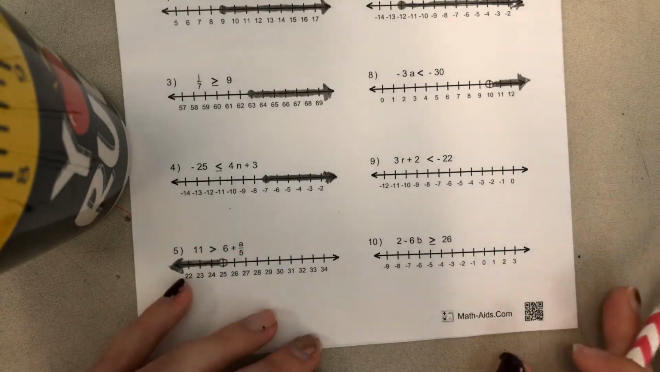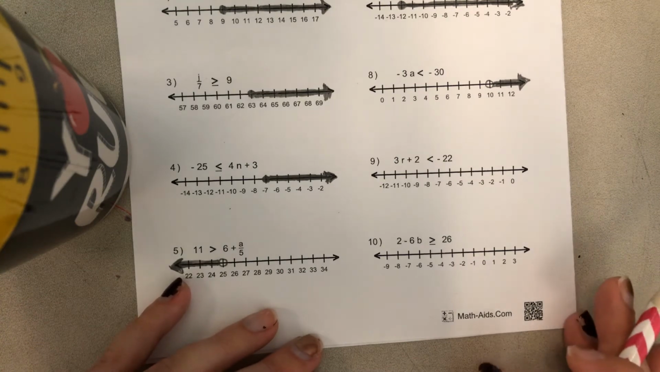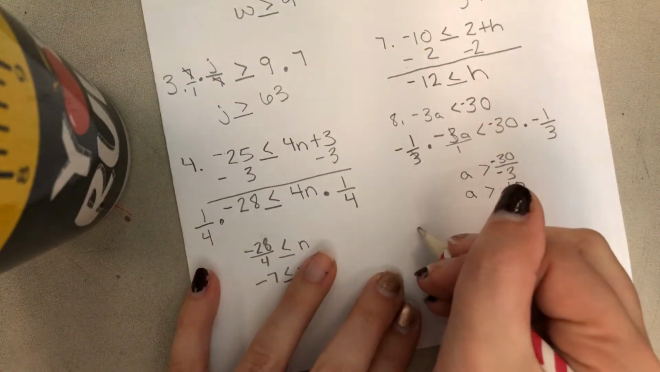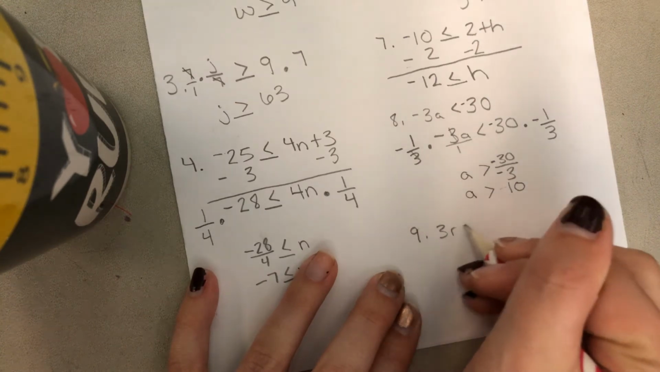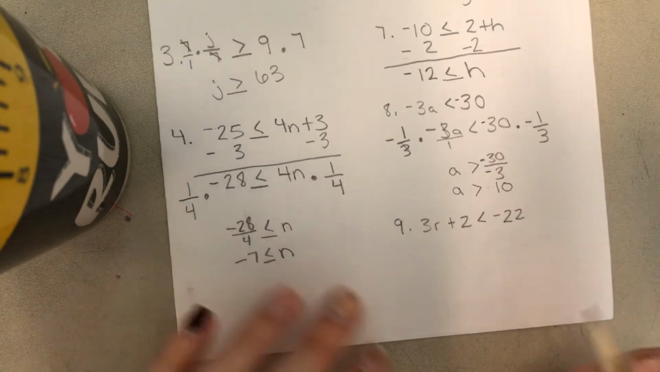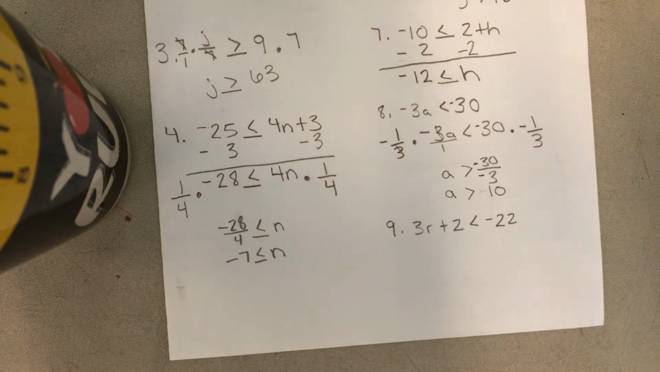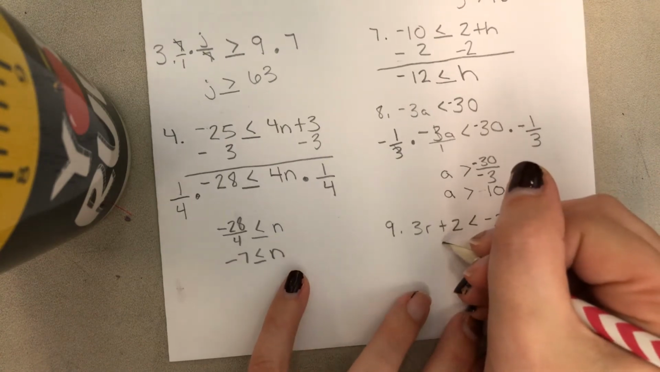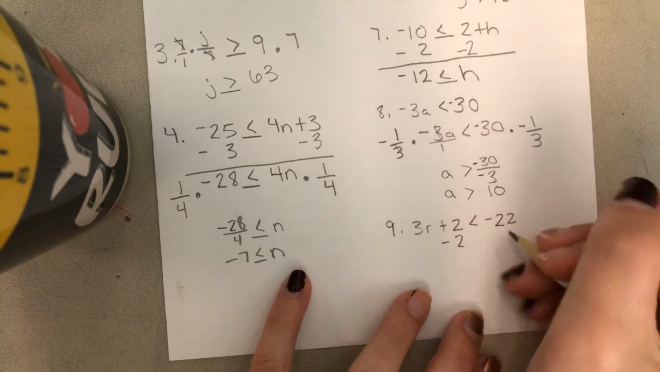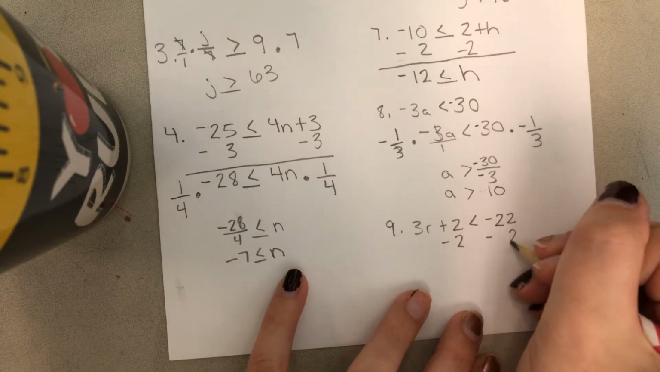Okay, number 9: 3r plus 2 is less than -22. Okay, so now we're at a two-step. We have two terms on the side with our variable. So first we are going to subtract the 2, the number that doesn't have a variable, do the additive inverse. If you do it to one side, do it to the other side.